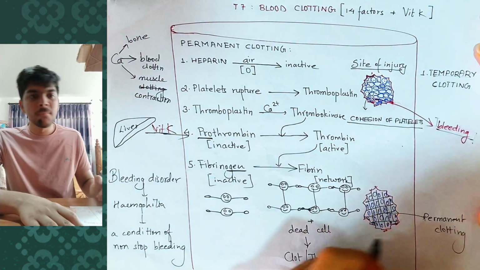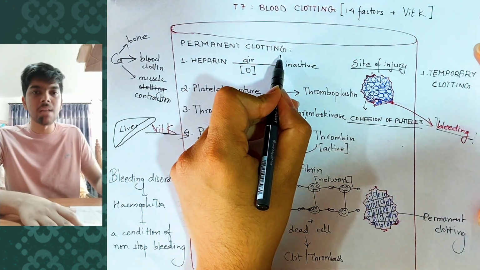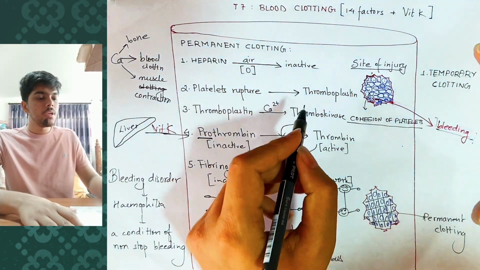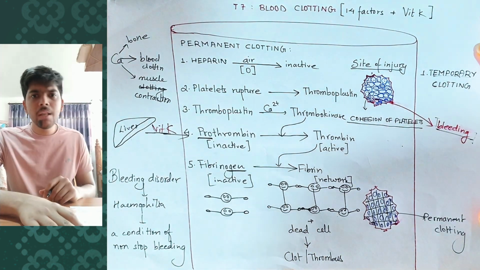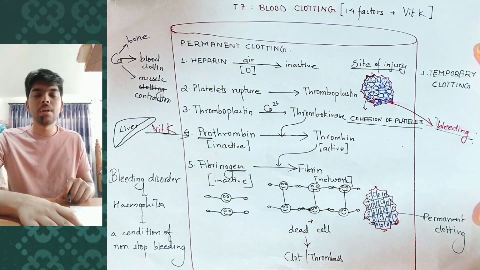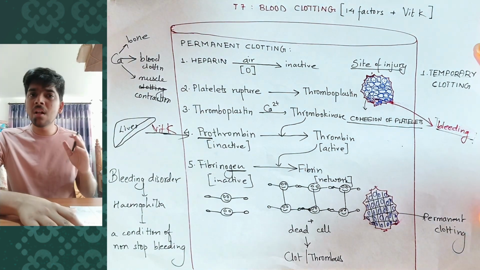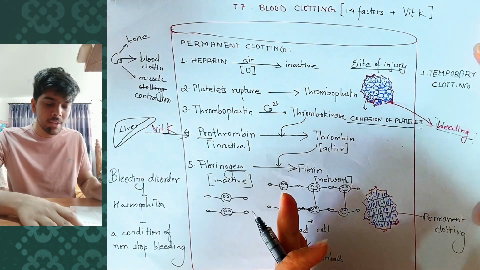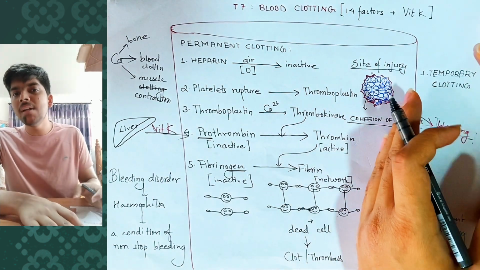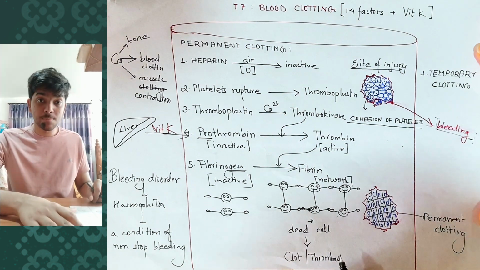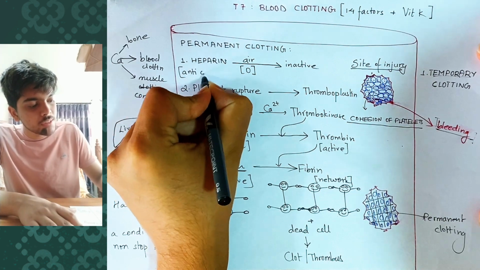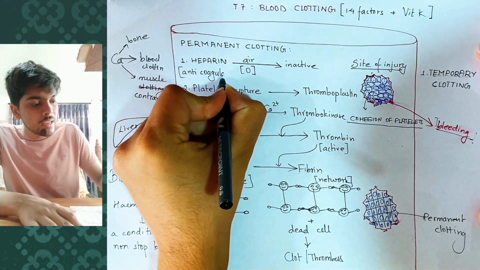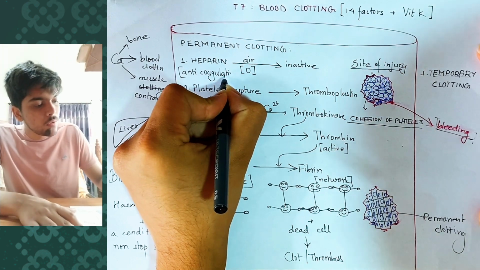After temporary clotting, the process of permanent clotting starts. Inside your blood, there's something called anticoagulant. Anticoagulant doesn't like clotting. Anticoagulant is anti, or against, coagulation or clotting. When there's already someone that is against clotting inside your blood, how does clotting even take place? Well, it takes place because that particular someone, heparin, the anticoagulant that is present inside your blood, gets inactivated.